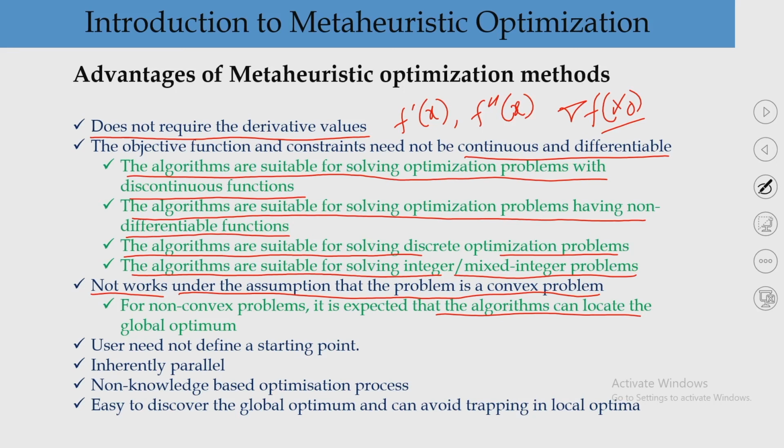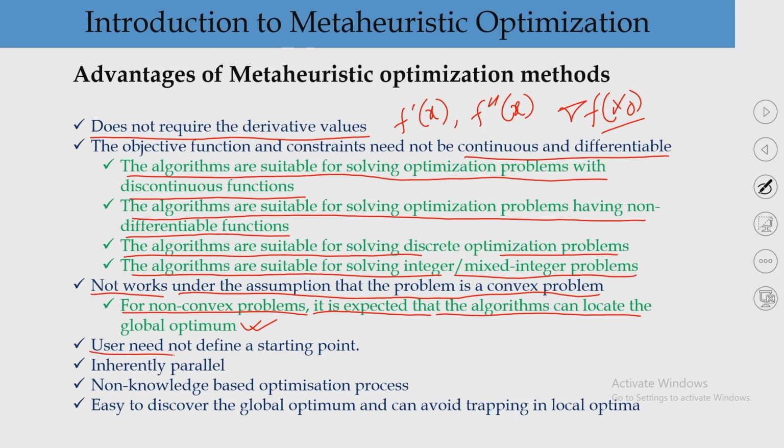So, therefore, for a non-convex problem, it is expected that the algorithm can locate the global optimum. In the case of a metaheuristic optimization problem, the probability is very high that you will get the global optimal solution of the problem. It will basically avoid the local optimal solution.